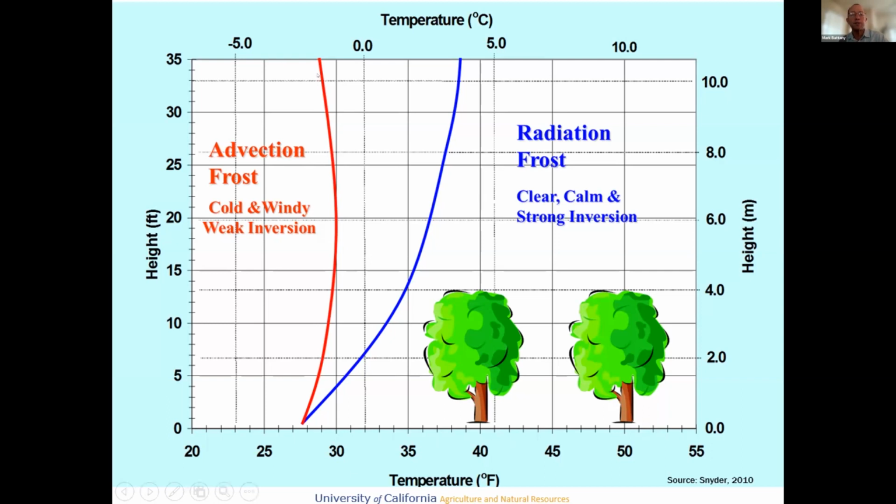So it's really important, if we are going to use something like wind machines, that we have an idea of what these inversion conditions are like. So I'll talk more about this a little bit later. But the key thing is to understand that most of our frost events tend to be these radiation frosts. Advection frosts, when they do happen, can be very damaging, and it's far more difficult to control against them. Both the wind presents problems and the lack of inversion as well.